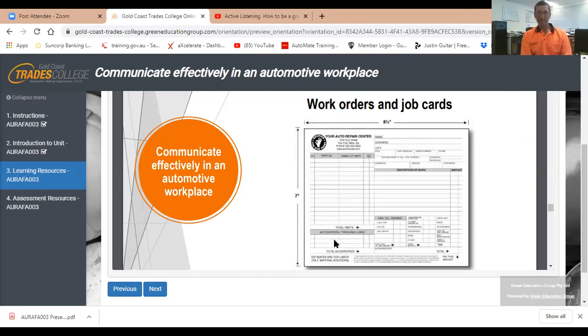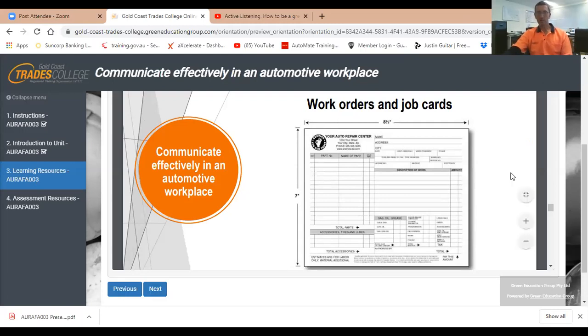Your auto repair centre, we're calling this one. It might have the description of the work being done and obviously the name and the address of the owner of the car and the number of kilometres that might be on the car, the age and the make and the model. All those details will be filled out in that job card and work order. So when it is handed to you, you'll have all the information there.